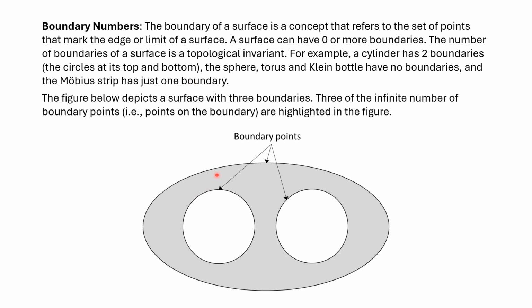We have a planar figure here at the bottom of the slide, and this has 3 boundaries. It's kind of obvious. You have one boundary here, another boundary here, and then the exterior is the 3rd boundary.